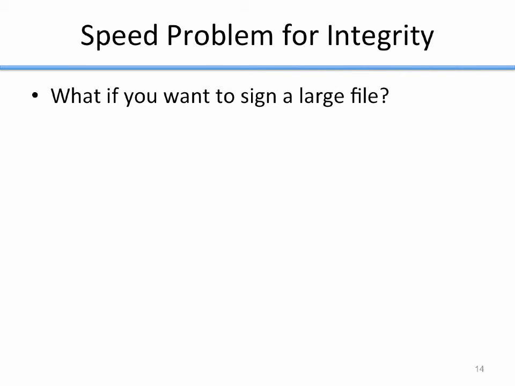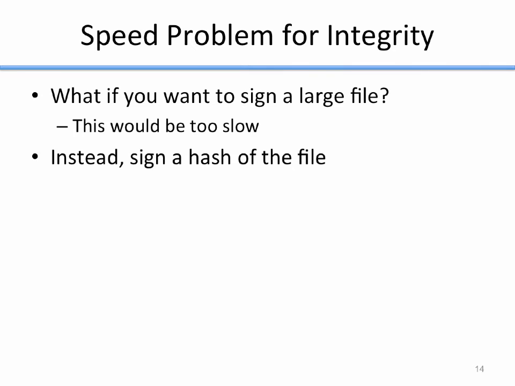Now, I mentioned before there was a speed problem when we used public key cryptography for confidentiality. Do we have the same problem when we use it for integrity? What if you want to sign a really large file? Yes, we have the same problem. So it would be way too slow to sign a large file because public key cryptography is slow. Instead, what we do is we sign a hash of the file. So you hash the very large file, say using SHA-1, that gets you a 160-bit hash, and you sign the hash, and then you send all of that to the other party.